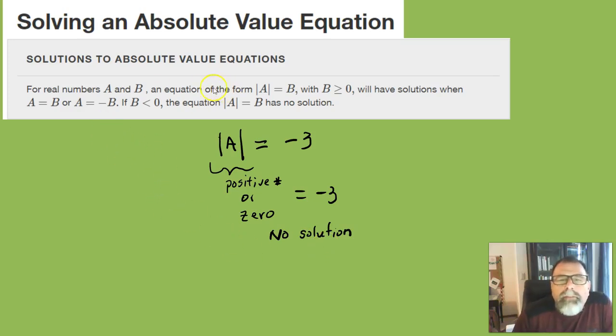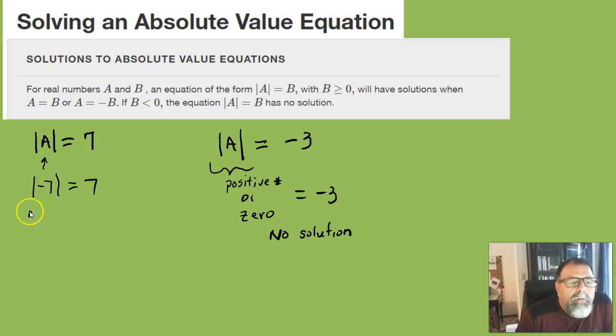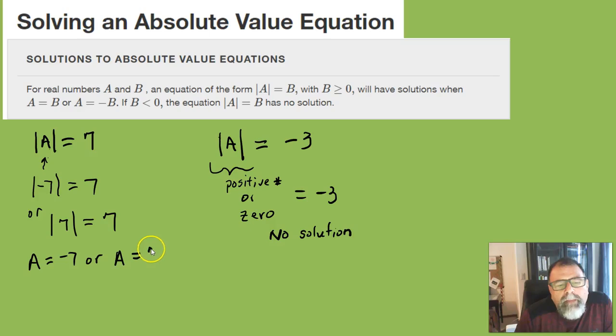Okay. Now, if this is a positive number, then you have the two cases. So if I had, say, for instance, absolute value of a is 7, well, if I put in -7, absolute value of -7 is equal to 7, that's true. Or if I put in +7, absolute value of 7 is equal to 7. So this number in here could be equal to -7, or this number in here could be equal to +7. So that's how we attack these problems.